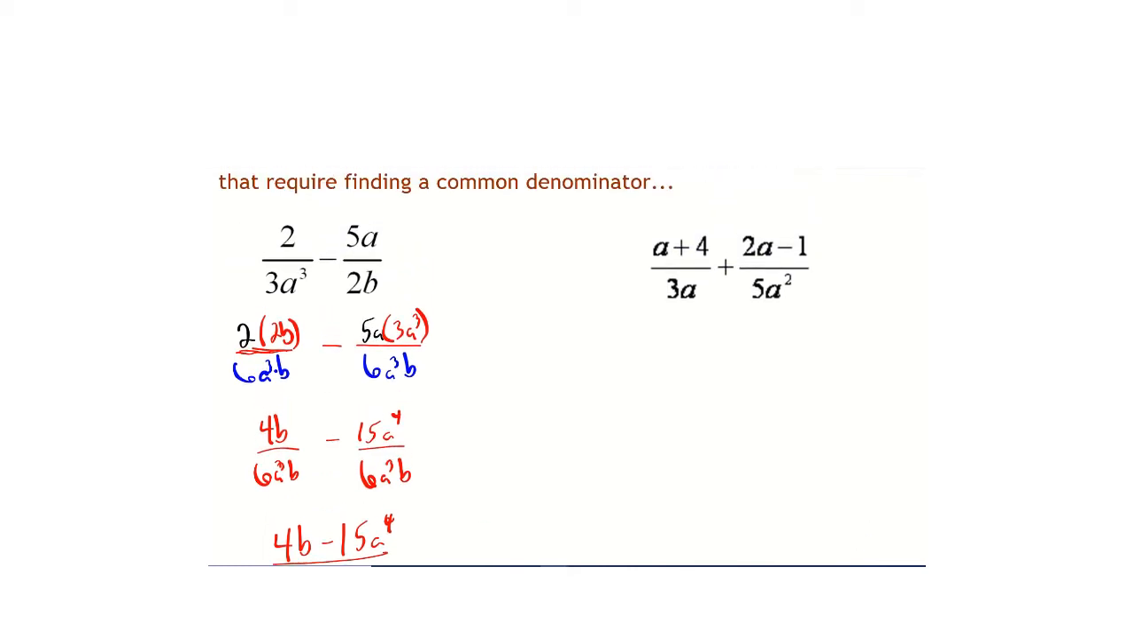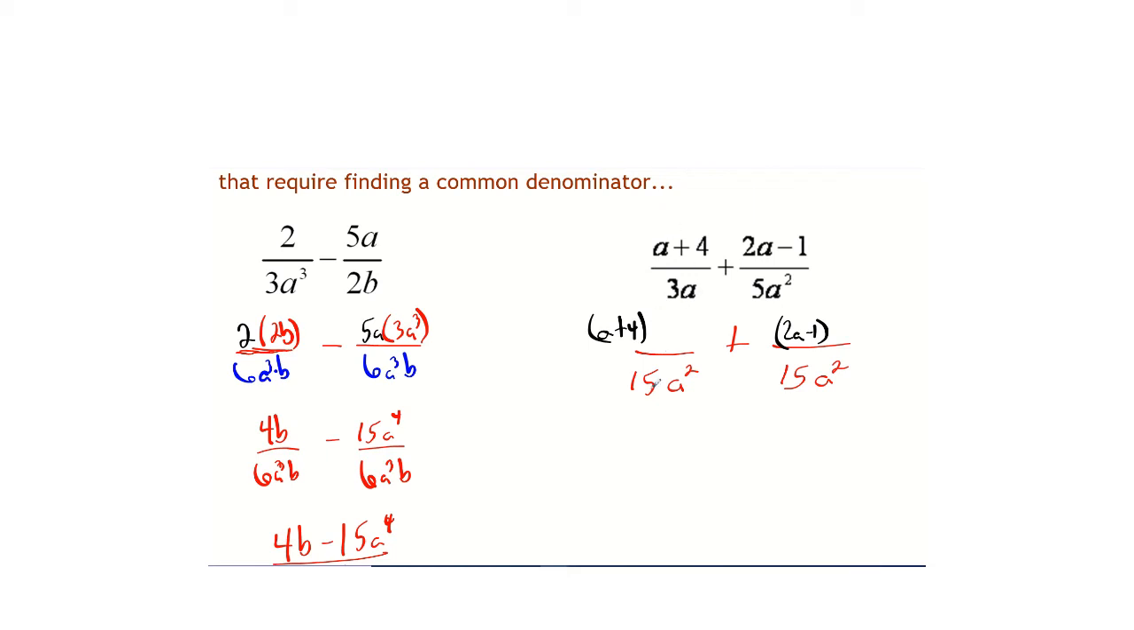All right, let's go to this one. 3a and 5a squared. So my new denominator for each of these: 3 and 5 would divide into 15. I have an a and an a squared. Remember the rule? Take the highest power, a squared. So your original, a plus 4. Now we've got to figure out what we're going to multiply it by. And your 2a minus 1, we need to figure out what we're going to multiply that one by.